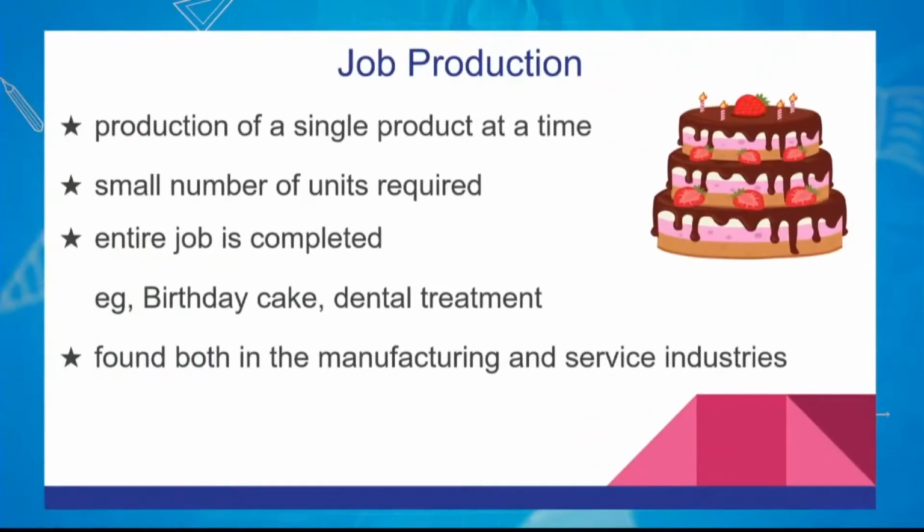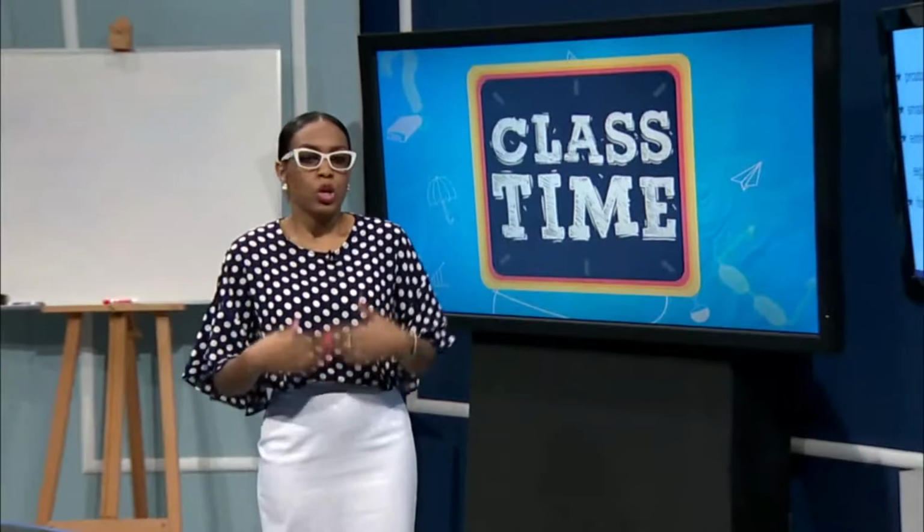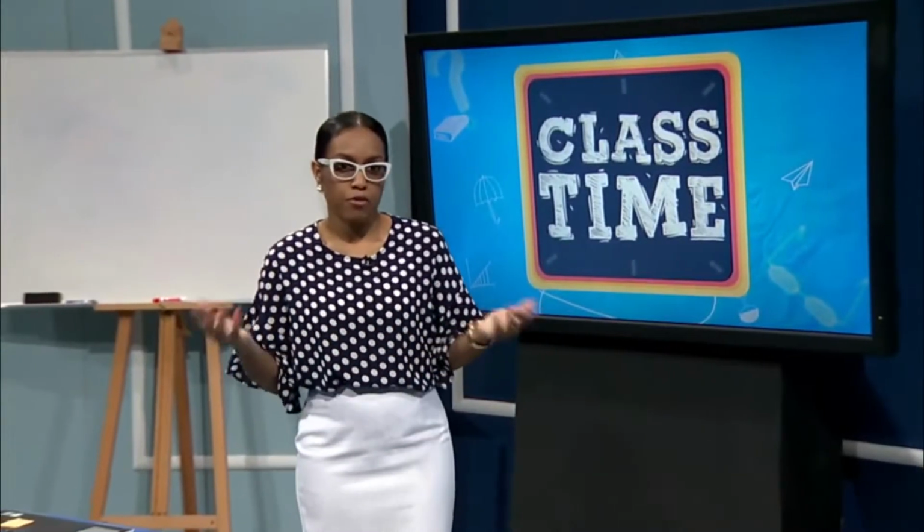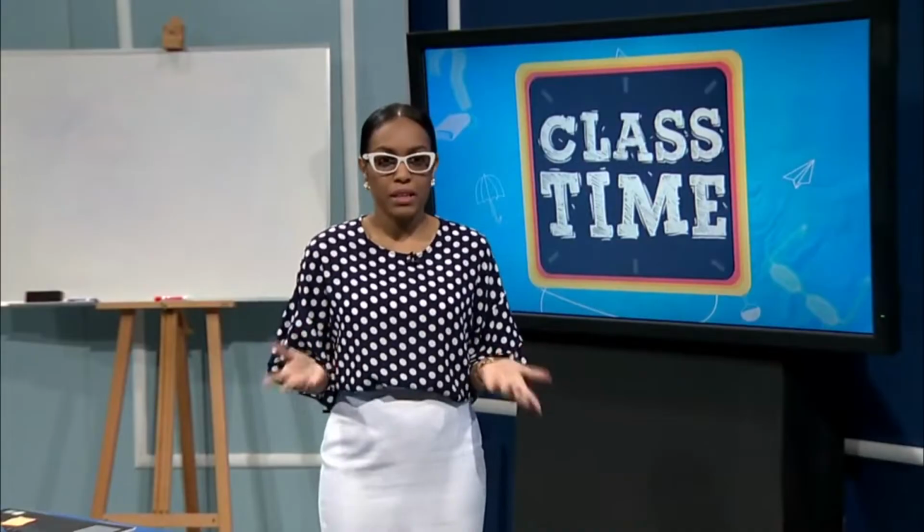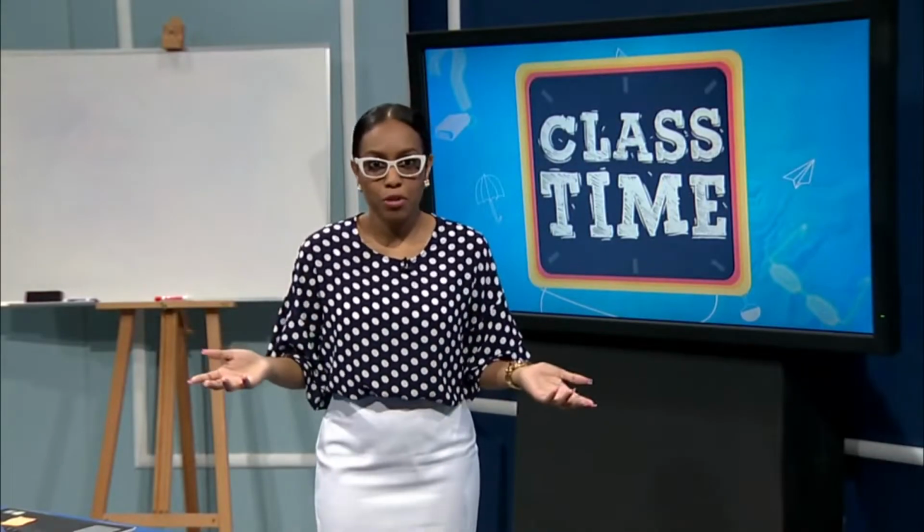When we talk about job production, we are talking about customized, of course, one-off products. So the example is of a birthday cake or even a dental treatment. Why do we have such examples? Because for the cake, your birthday is coming up. You want to ensure that you go in to make your order, you have your preferences, because believe it or not, everybody has their own preference, right?